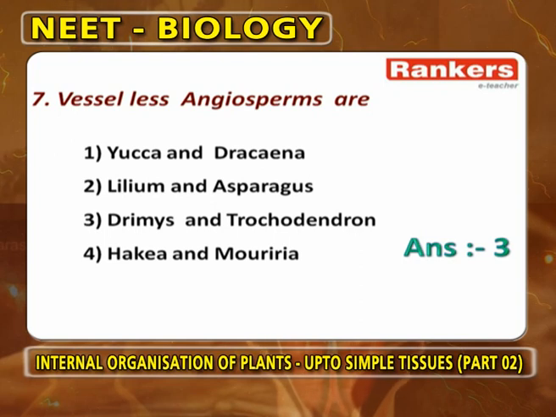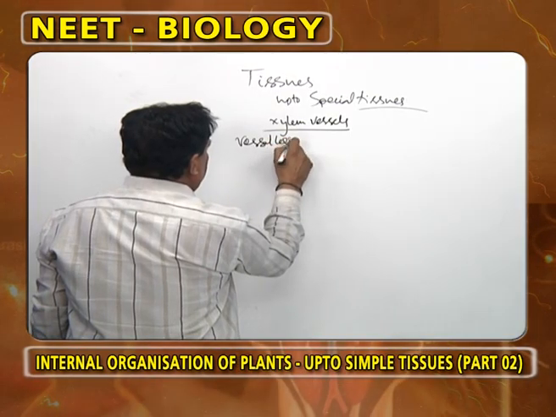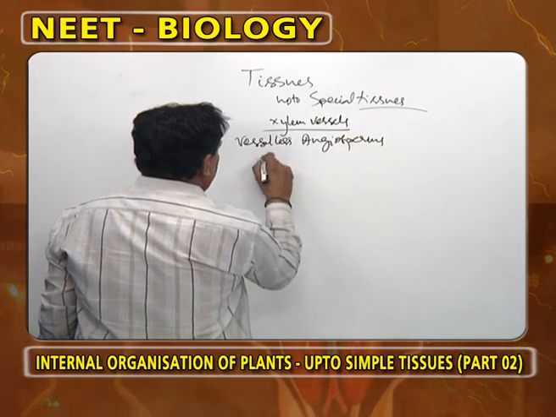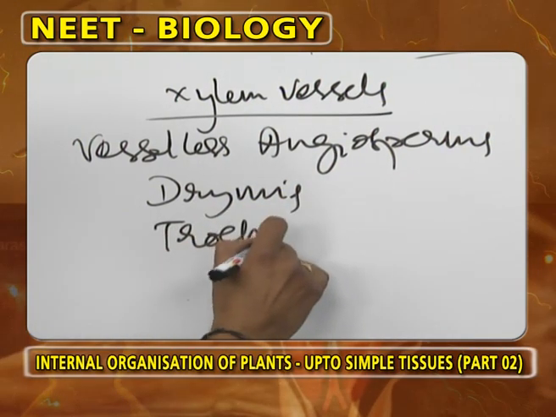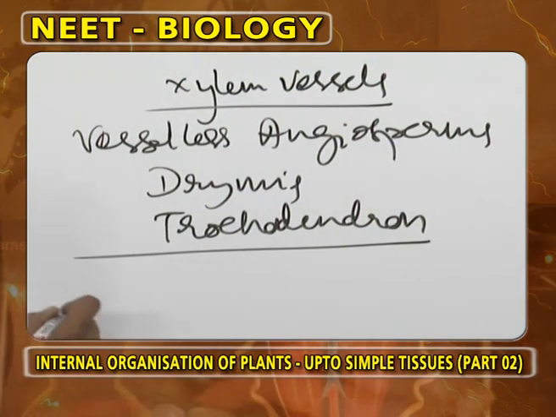Vesselless angiosperms. Normally xylem vessels must be present in angiosperms, but there are two vesselless angiosperms. The vesselless angiosperms are Drimys and Trochodendron.